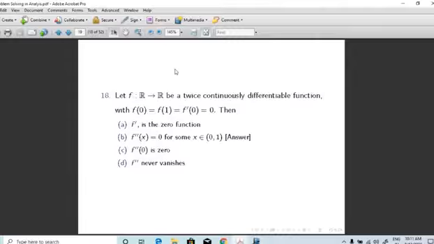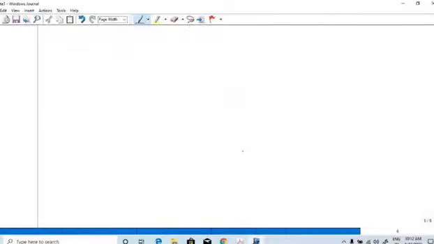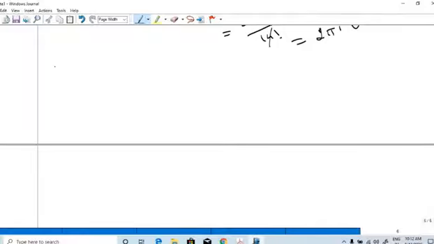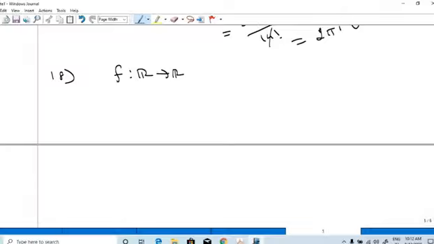Now next problem. Let f be a function from R to R, a twice continuously differentiable function with f of 0 equal to f of 1 equal to f dash of 0 equal to 0. So all these three values are 0. Then which one is correct? Okay, 18th problem. We are given that f is a function from R to R that is continuously differentiable, and f of 0 equal to f of 1 equal to f dash of 0 is 0. Now you have to find the value.